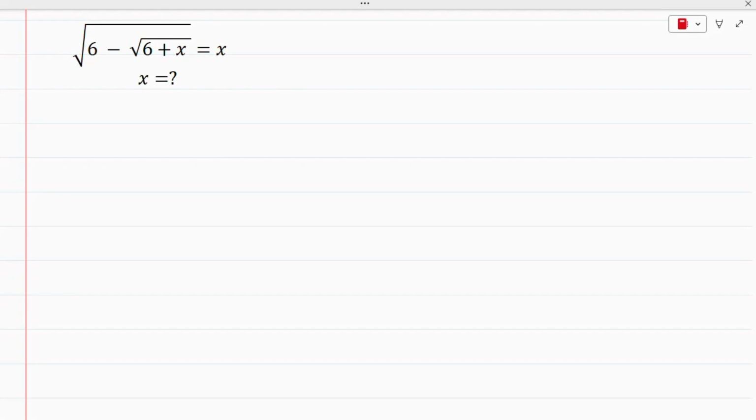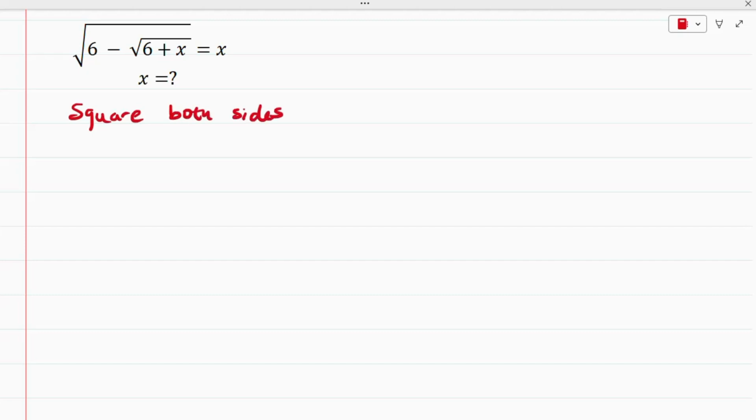Right here we have this nice Olympiad Algebra problem. The question says the square root of 6 minus the square root of 6 plus x is equal to x. We have to solve for the value of x. So the first thing, guys, we want to do is to simply square both sides of the equation.